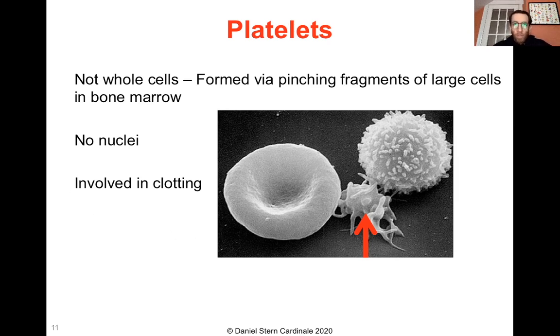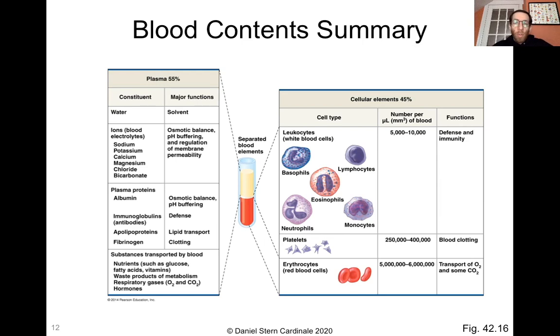This is figure 42.16, and it's a really nice summary of the contents of blood. So on the left here, we have the plasma, which, as I said, makes up 55% of the blood volume. And we have a number of components here. Not all of these are things that we specifically talked about, but most things in here we mentioned. And then over here on the right, we have the 45% that's made up of cells. So we have the various types of white blood cells, platelets, and red blood cells.